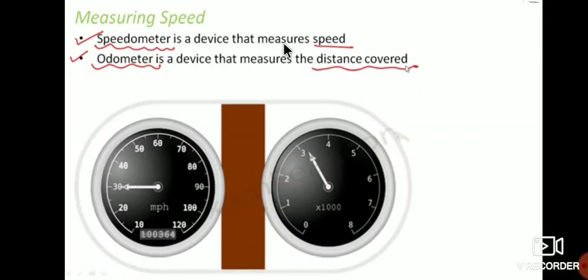A speedometer is a device that measures speed. That means it is a device that measures the speed, that is, how much the speed of the vehicle is. What is the speed of that vehicle at present? That will be indicated by this speedometer.